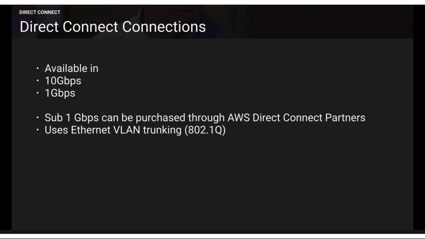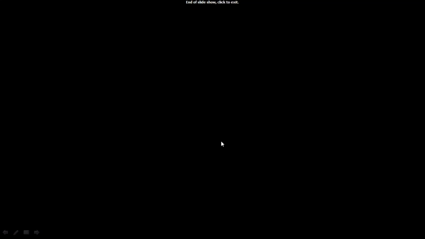And usually with AWS Direct Connect also you can get 1 Gbps or 10 Gbps, but this is not towards the internet. This is just from your data center or from your home, when you want to have a dedicated connection towards the AWS data centers. Now 1 Gbps can be purchased directly from the AWS Direct Connect partners. We just saw who the partners are, and the technology being used is Ethernet VLAN trunking at 802.1q.